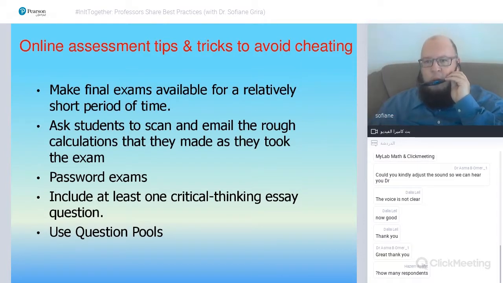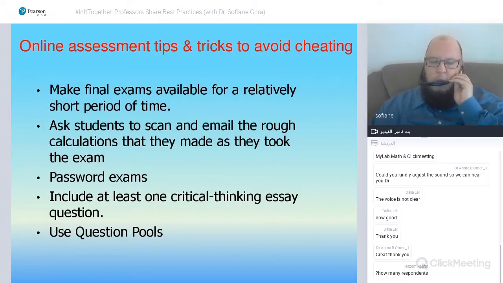But still the student can bring another computer next to him and open it. Because in math, if the students want to cheat, they will copy the question and put it in a website. There are many websites that solve the problem and show you the steps, like Wolfram, for example. So this is a big problem for us.